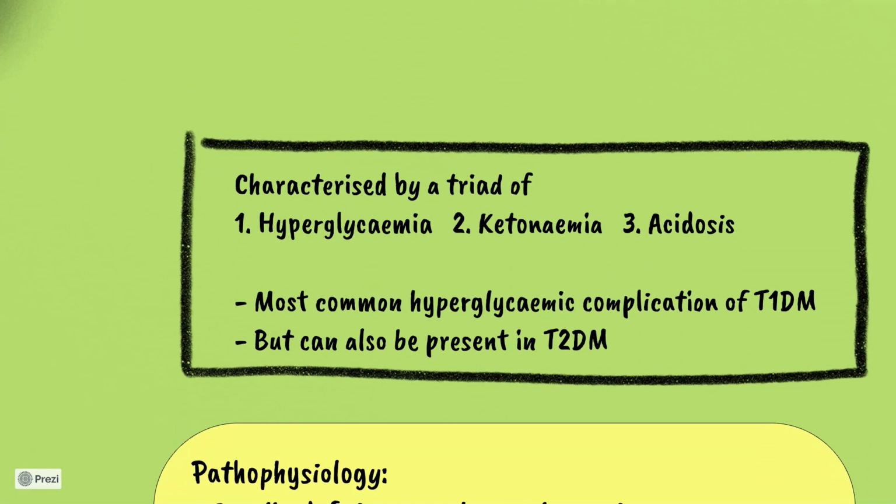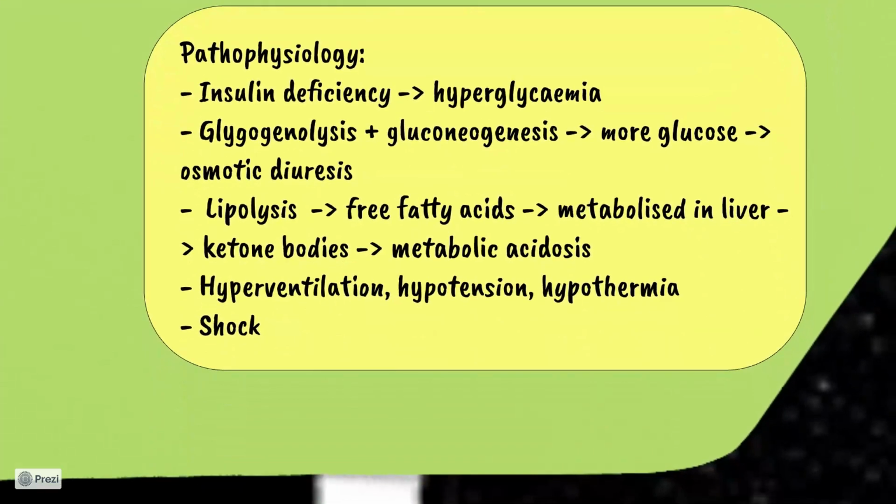It mostly occurs in patients with type 1 diabetes, but can also be present in type 2 diabetes. It may occur as a first presentation of diabetes. So let's have a look at the pathophysiology of diabetic ketoacidosis. Insulin is a hormone produced by beta cells of the pancreas, which is responsible for driving glucose into cells. When there is a deficiency of insulin, glucose cannot enter the cells and stays within the blood. This causes high glucose levels in the blood whilst the cells are starved of energy.